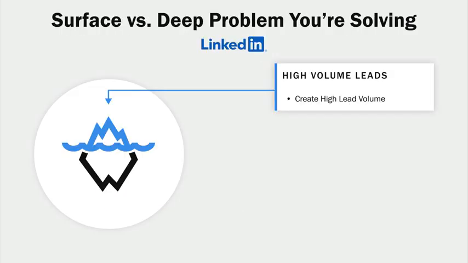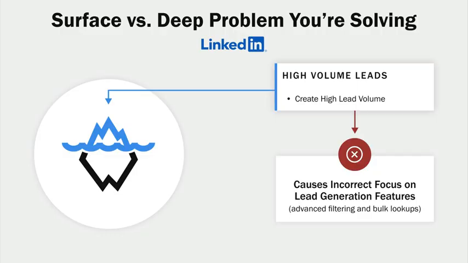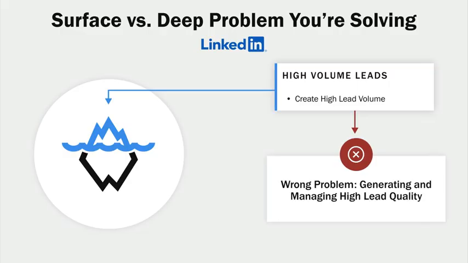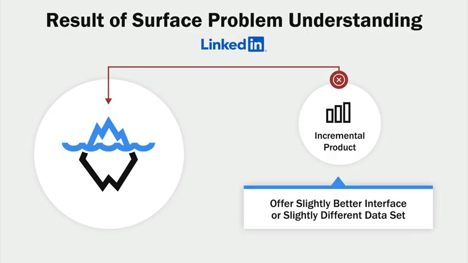The same principles apply with software products. Take LinkedIn Sales Navigator, for example. If they had a surface-level understanding of their problem, they might be tempted to think of themselves as just a lead generation solution. Accordingly, the problem they would solve would be to create high lead volume. As a result, if they thought of themselves as purely a lead generation solution, they might over-index on developing features related to lead generation, like advanced filtering and bulk lookups. In other words, they would have played the game of generating and managing high lead quantity. This would have made LinkedIn Sales Navigator an incremental product instead of a needle-moving one.